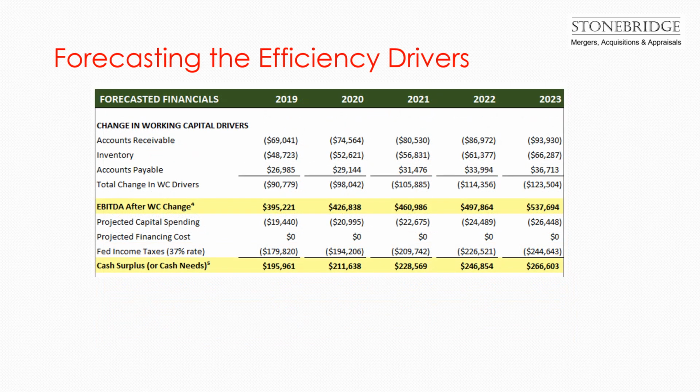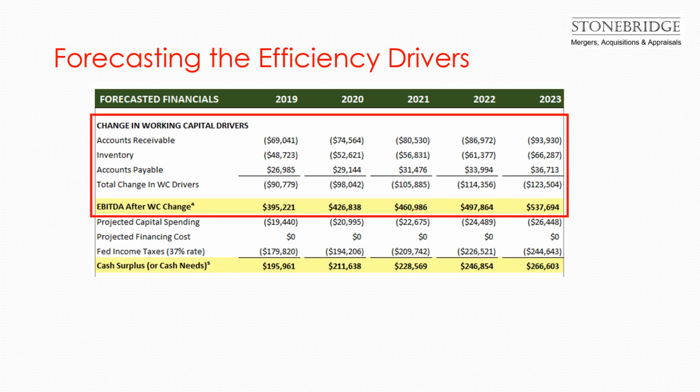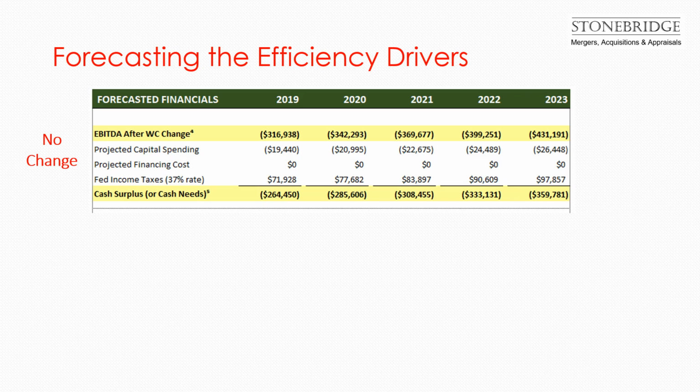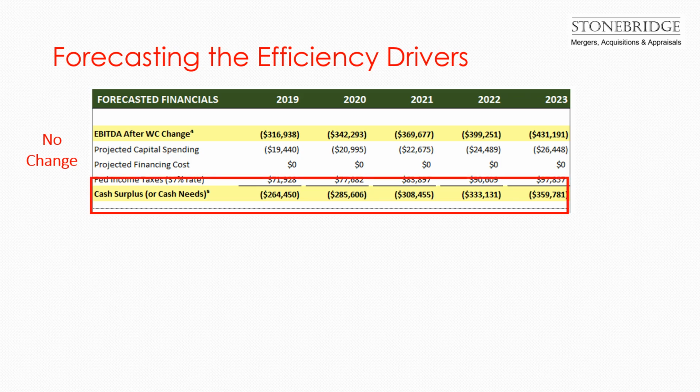Now let's look at the cash management part of the business. We forecast and total the receivables, inventory, and payable changes and have the EBITDA after working capital changes. After deducting CapEx spending and applying a 37% tax rate, we see the forecasted cash surplus. Let's forecast the 5-year period, assuming the company was going to continue performing as it was. The cash deficit is growing for all 5 years.